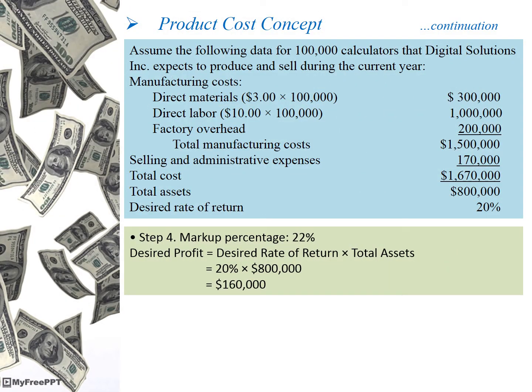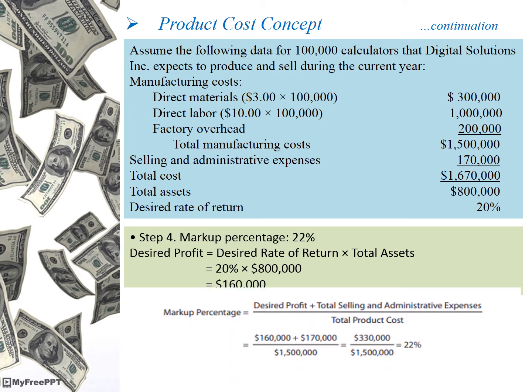Step 4. How much is the markup percentage? In order to get the markup percentage, let us first solve the desired profit using the desired rate of return times total assets, which is the rate of return of 20% times $800,000 total assets, equals $160,000.